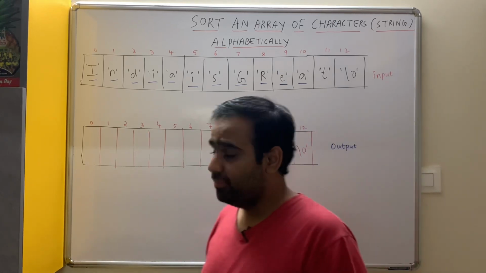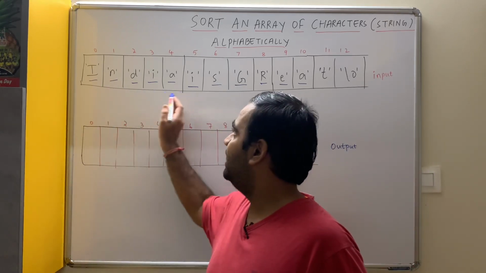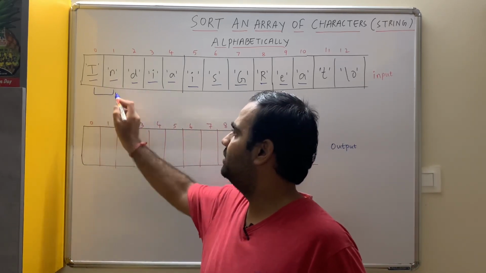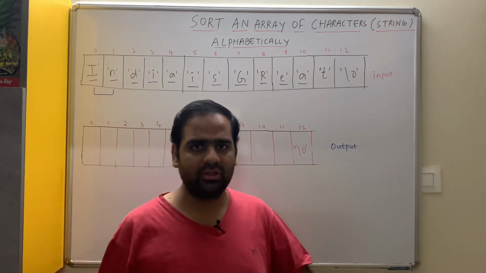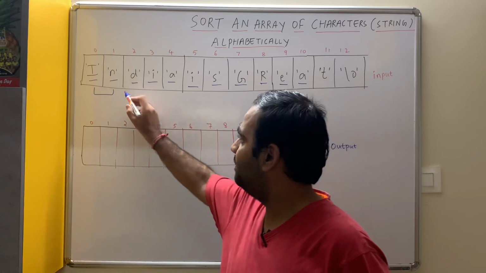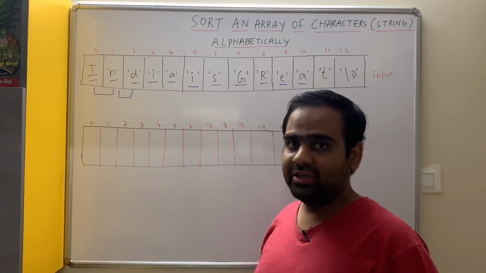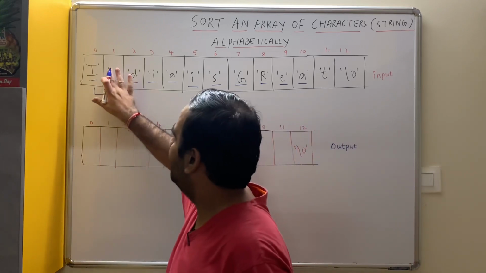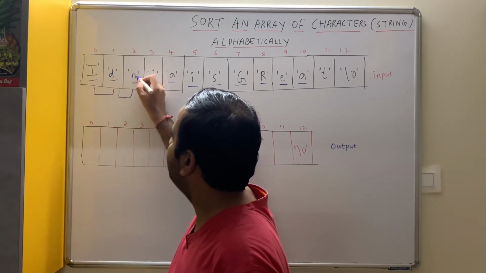Okay, now by ignoring the case we need to compare. Now the string is "India is great". You compare the neighbors I and N. I appears first, N appears later, therefore no need to swap. Next you compare N and D. Now D appears first, then the N, therefore you swap these two. I am using bubble sort. This is D, this is N.